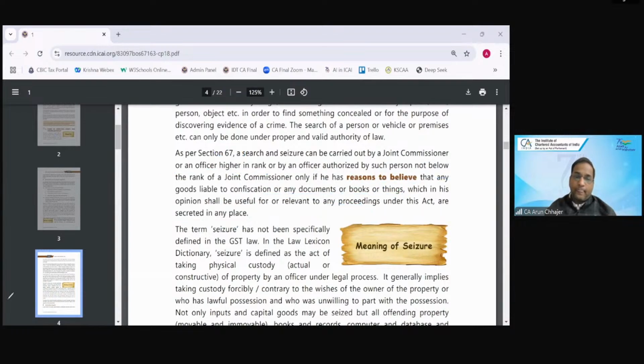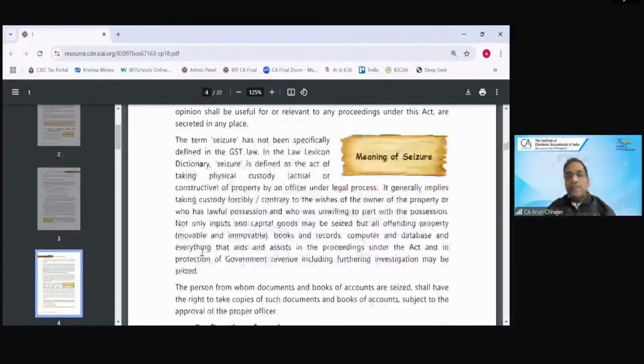The term seizure has not been specifically defined in the law. The lexicon dictionary defines seizure as the act of taking the physical custody, actual or constructive, of the property by an officer under legal process. It generally implies the custody forcibly, contrary to the wish of the owner who has lawful possession and who is unwilling to part with the possession.